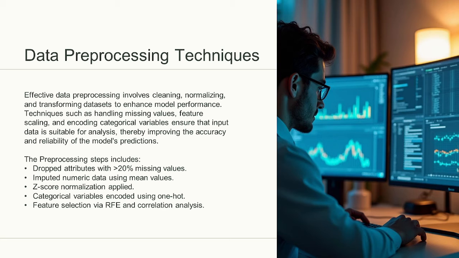The preprocessing that we did in our case: dropped attributes with more than 20 percent missing values because they would not benefit our models. Impute numerical data using mean values, z-score normalization applied, categorical variables encoded using the one-hot encoding technique, and feature selection by RFE, recursive feature elimination, and correlation analysis.